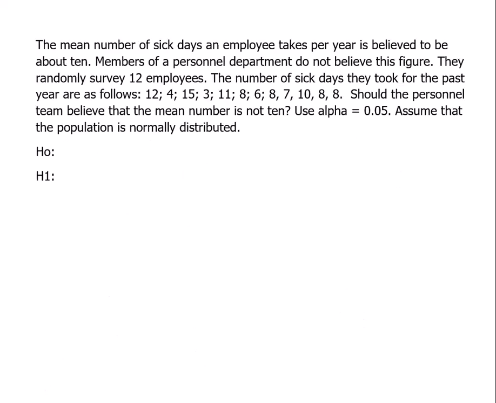Here's a second question. The mean number of sick days an employee takes per year is believed to be about 10. Members of the personnel department do not believe this figure. So they're going to claim probably it's not 10. They randomly surveyed 12 employees. The number of sick days they took for the past year are as follows: 12, 4, 15, 3, 11, 8, 6, 8, 7, 10, 8, 8. Should the personnel team believe that the mean number is not 10? So that is the claim, guys. To write it down, you start with the mean equals 10, and here the mean is not equal to 10, and that is the claim.